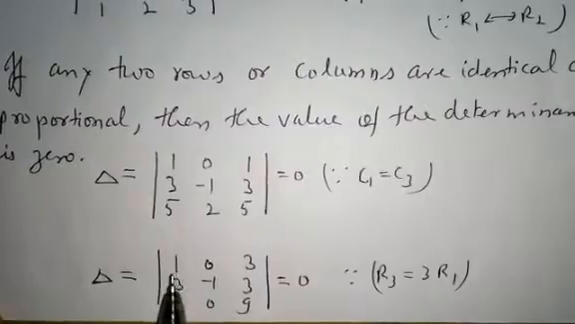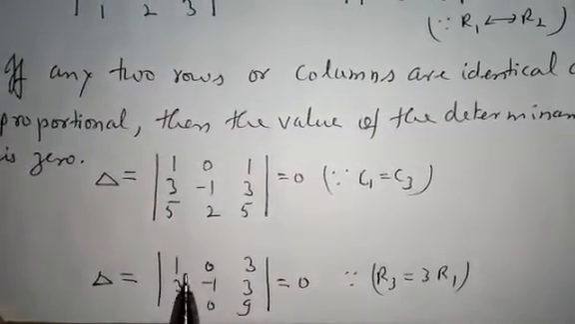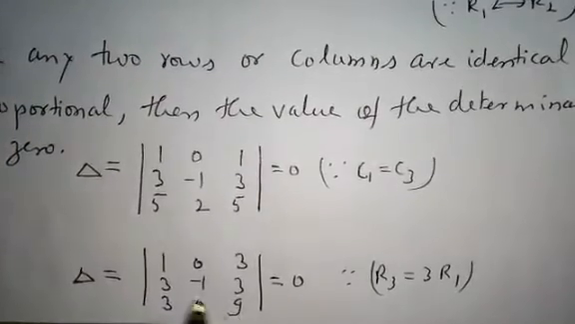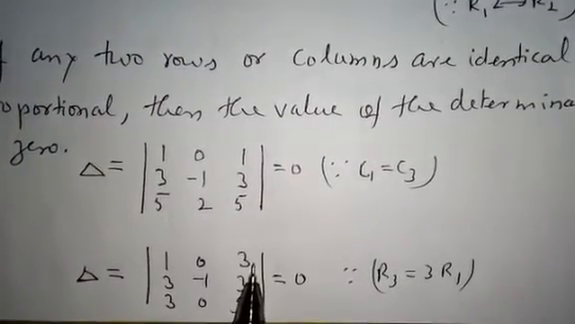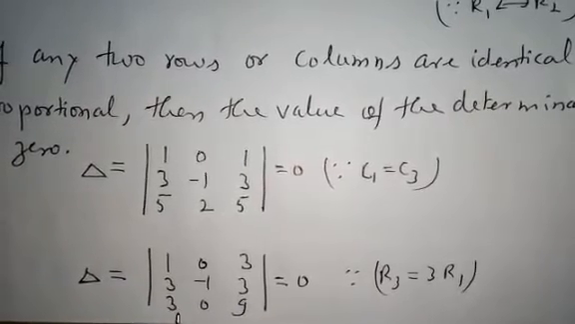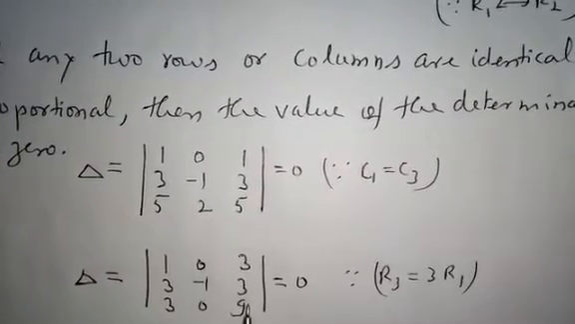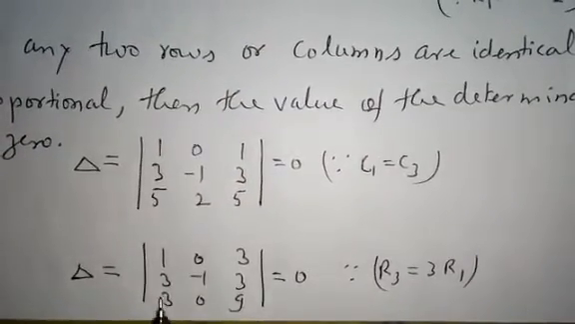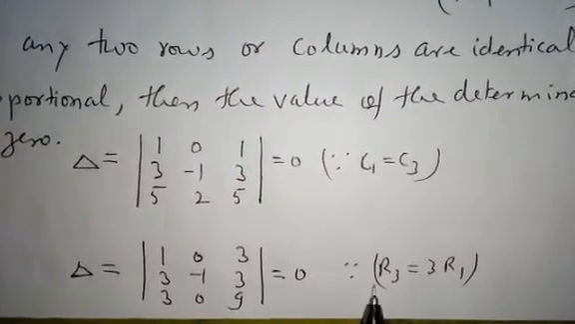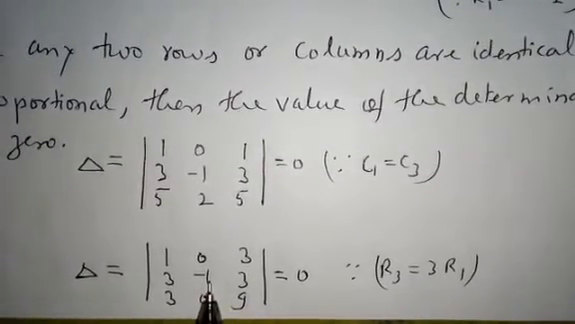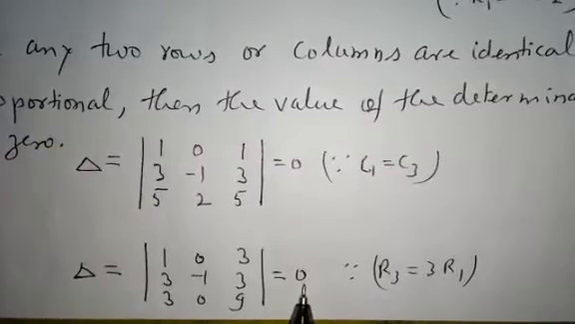Similarly, in this determinant, we observe that R3 is thrice R1. R1 is 1, 0, 3 and R3 is thrice this. So in this situation, the rows are proportional. R3 is thrice R1. That's why the value of this type of determinant is also equal to 0.